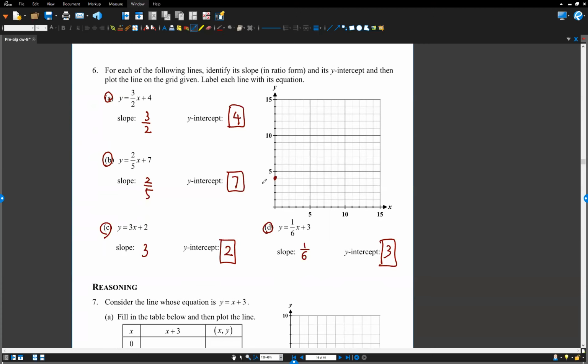Now, follow this slope. 2 right. This is the change in x. This is the change in y. Okay. 2 right, 3 up. This is the next point.